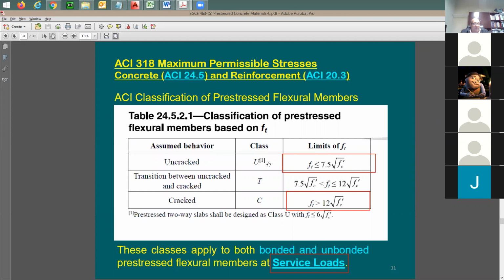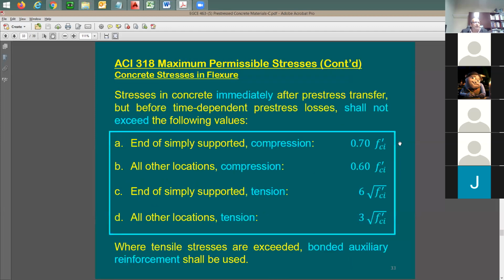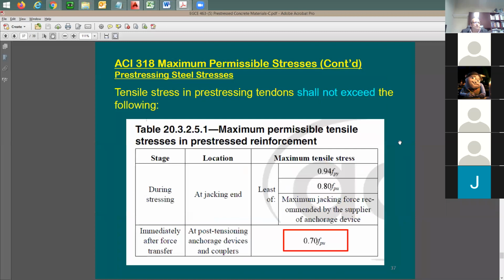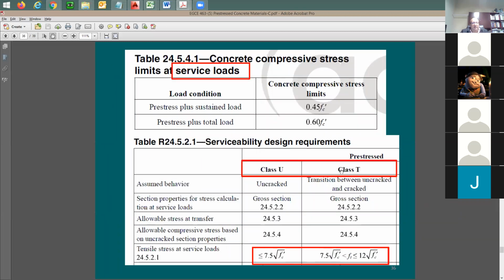Never mind. It's right here. I'll give you the answer, I guess. That's at 7.5 root f'c. So when the stress in the tension side is less than 7.5 square root of f'c, you're going to call it uncracked, correct? Once it goes above 7.5 square root of f'c, you're going to call it cracked. This is by definition. Uncracked, cracked. See the difference? Transition, and then you call it uncracked or cracked. This is going to be uncracked.